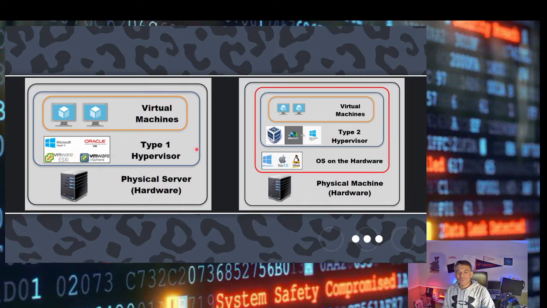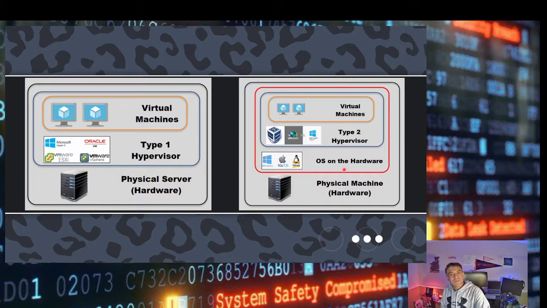So there is nothing between the type 1 hypervisor and the physical server. You are installing VMware ESXi on the physical hardware, and then on top of the VMware ESXi, you install virtual machines. The same applies with Microsoft Hyper-V, which is the competitor of VMware ESXi. You can also install Microsoft Hyper-V on the physical server or hardware, and then install virtual machines on top of Microsoft Hyper-V. Another option is Oracle Hypervisor and VMware vSphere.